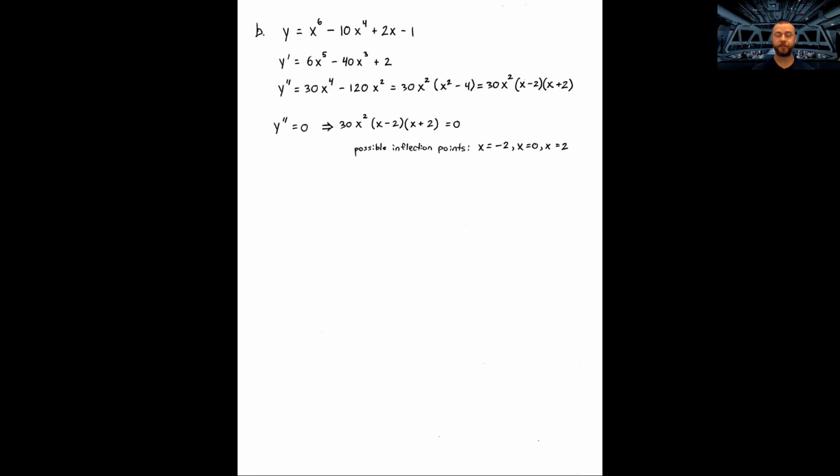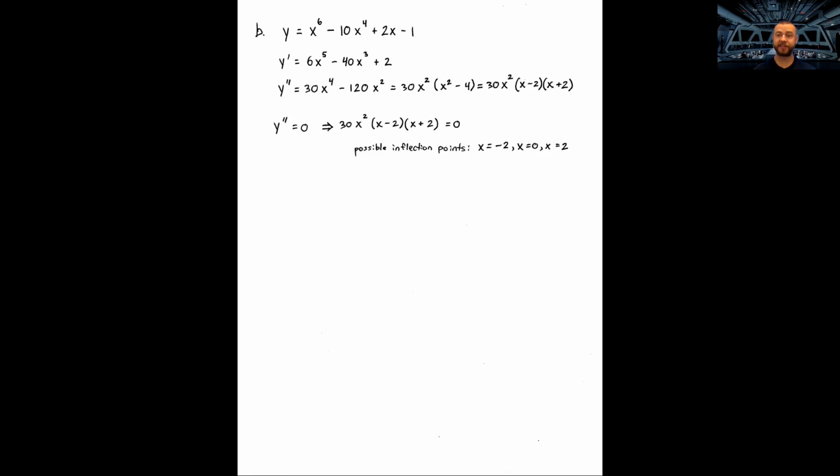Again, this is a polynomial expression, so we just have to worry about where the second derivative equals 0. Polynomials are never undefined. And since we have three factors, we can set all three of them equal to 0, since the right-hand side is 0. Each of those factors gives us a solution for where the second derivative equals 0. We get a possible inflection point at x equals -2, another at x equals 0, and another at x equals 2.